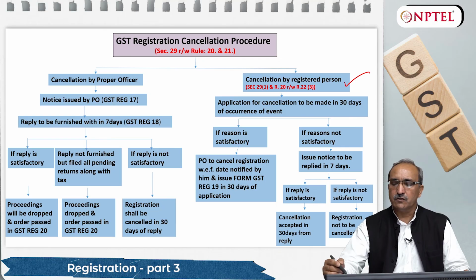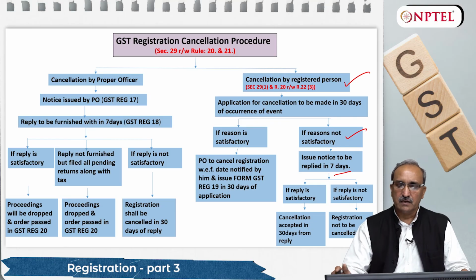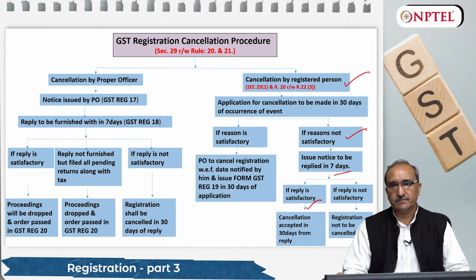And if the reason given by you is not satisfactory, they will issue you a notice and you are supposed to reply within 7 days. If the reply you have given is satisfactory, your registration will be cancelled. But if the reply is not satisfactory, the department will not allow you to cancel your registration. You are supposed to carry on with that registration and comply with all provisions of the law, whether you are in business or not.